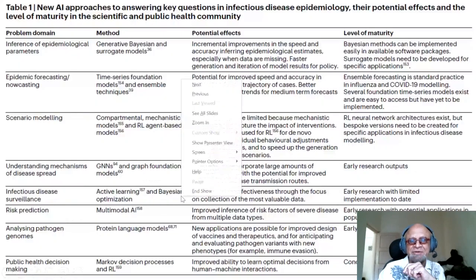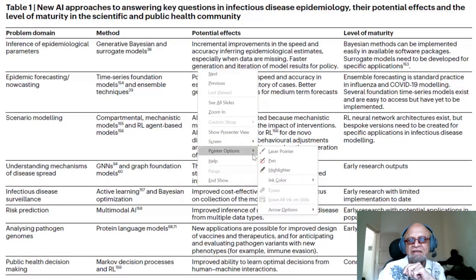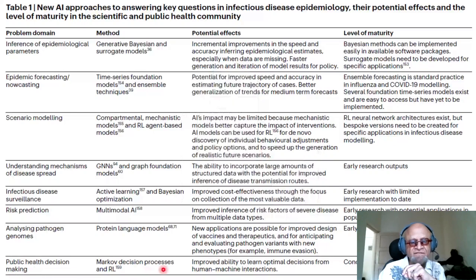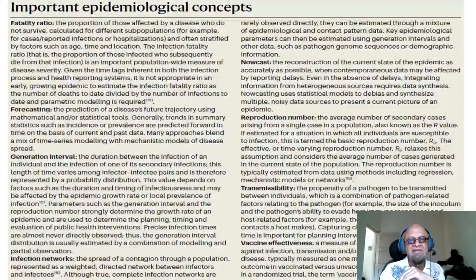So sorry about that. So reinforcement learning, Markov decision processes, and reinforcement learning. What are the potential effects? Improved ability to learn optimal decisions from human-machine interactions, and the level of maturity is still conceptual and theoretical. So this is what I mean by process understanding versus public health decision making.